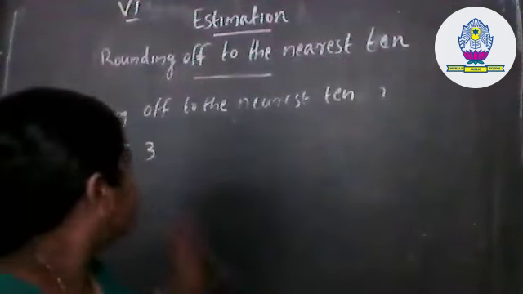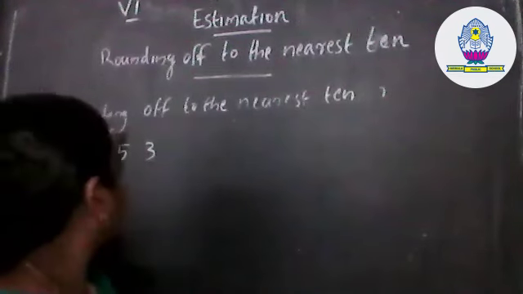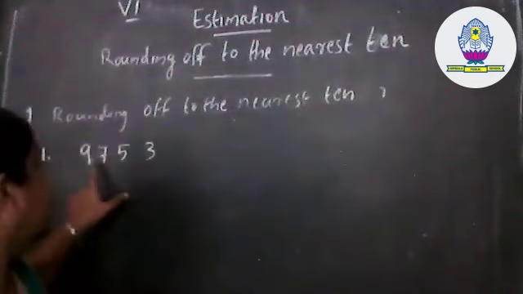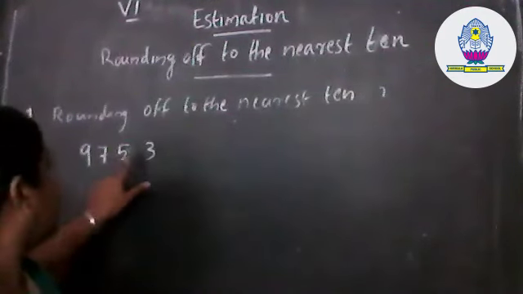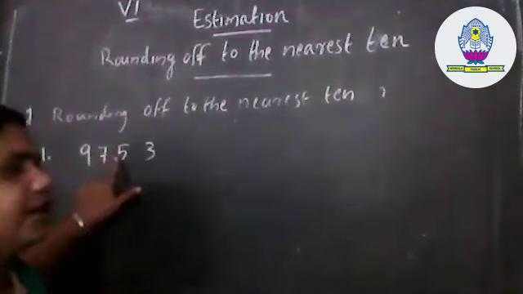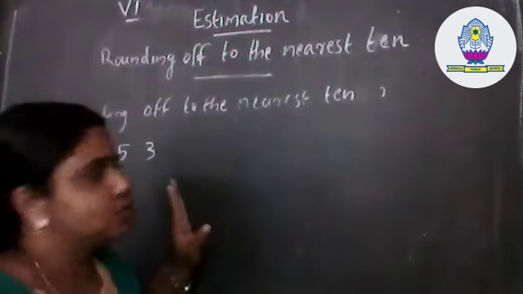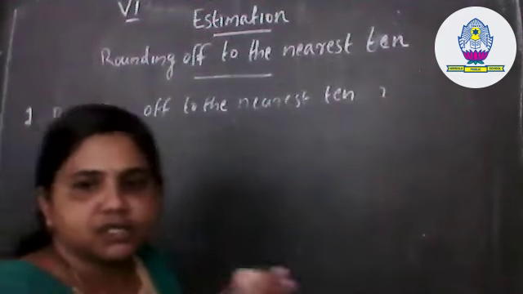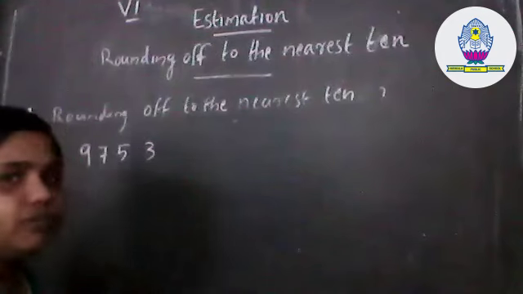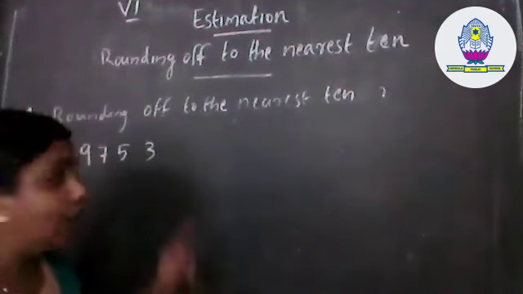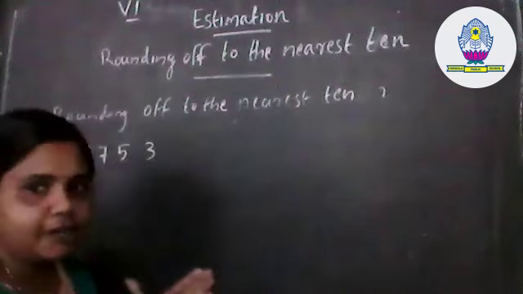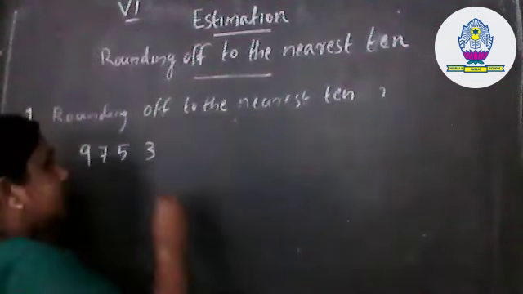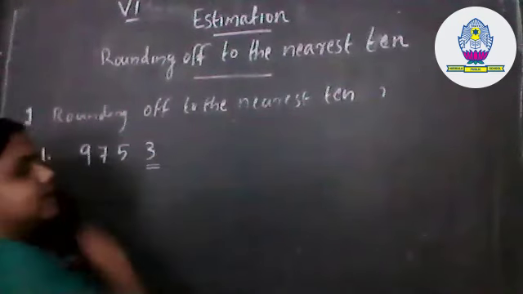Next example. We have a problem rounding off to the nearest 10. Our first question is 9753. Convert this 9753 into the nearest 10. First we take the digit in the ones place. If we are asked to convert to the nearest 10, always look only at the digit in the ones place. So the digit in the ones place is 3.